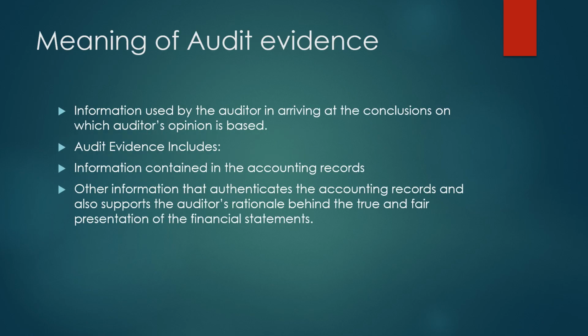Meaning of audit evidence: information used by the auditor in arriving at the conclusion on which the auditor's opinion is based. Audit evidence includes information contained in the accounting records, other information that authenticates the accounting records and also supports the auditor's rationale behind the true and fair presentation of the financial statements.